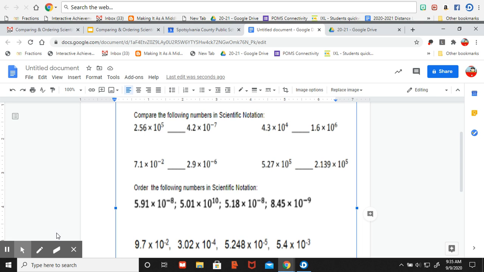So I want you to take a minute and write down these four examples and compare them using less than, greater than, or equal to, and then we're going to go over them in a minute.